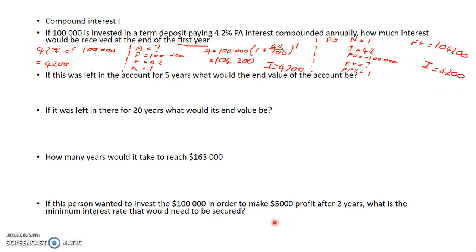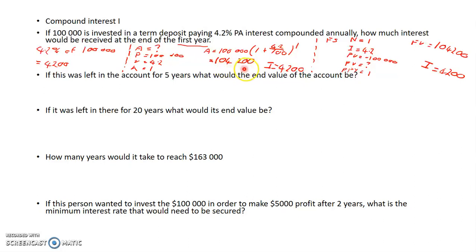Next one, we break this one down a little bit, because I'm going to do the first one first and then go on to the rest. Compound interest, because it's just 1 year and it's only compounded once, we still could have done 4.2% of 100,000. But compound interest formula, A, P, R, and N as 1, would have given you this answer here of $104,200.